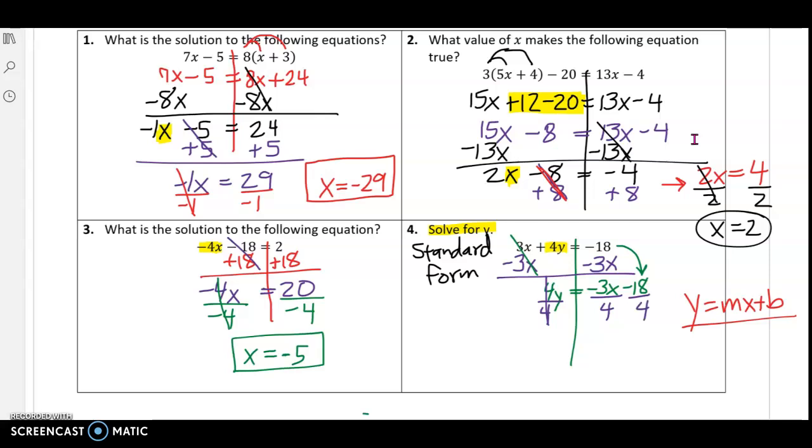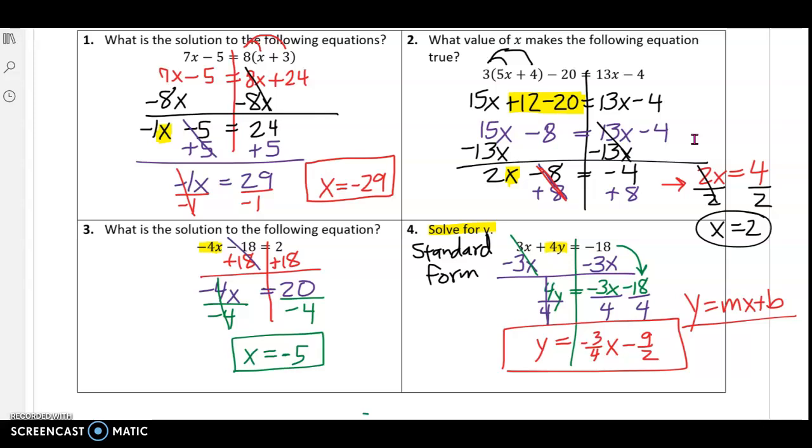So our final answer, 4 cannot divide into 3, so it's going to remain a fraction 3/4, which is our slope. If you remember, the number in front of the x is slope. And then negative 18 divided by 4. 4 cannot divide evenly into 18, so it is going to remain a fraction, but it can be reduced to 9/2.